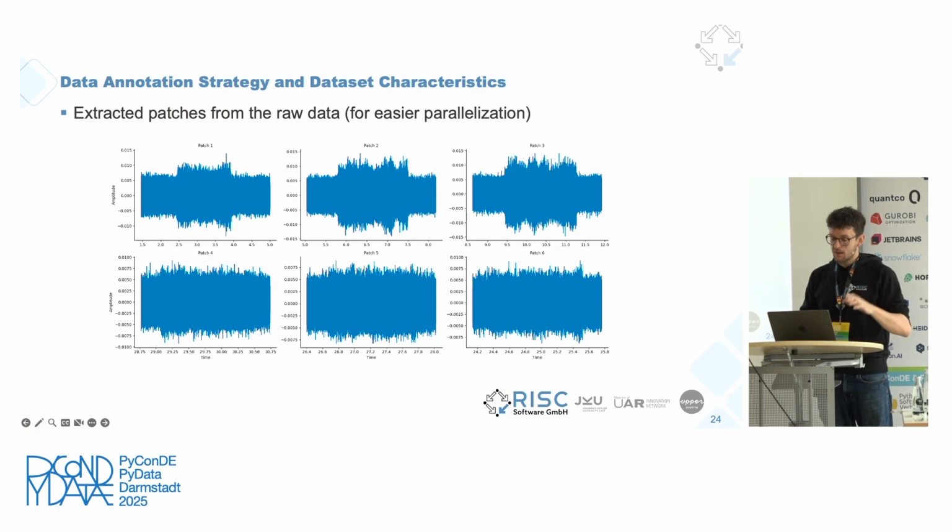At this point, we extracted those patches for faster parallelization. This is what it looks like. On the top row, you got intact nozzles. You can see the jump from phase 1 to phase 2 quite clearly. And in the bottom, you got broken nozzles. It's a lot harder to tell what's happening here.